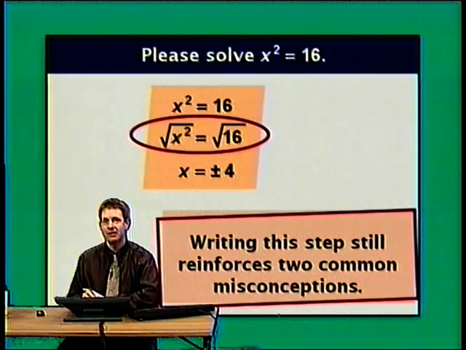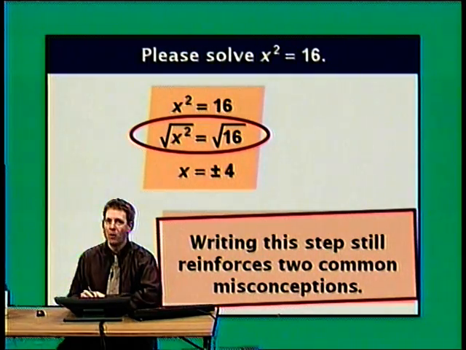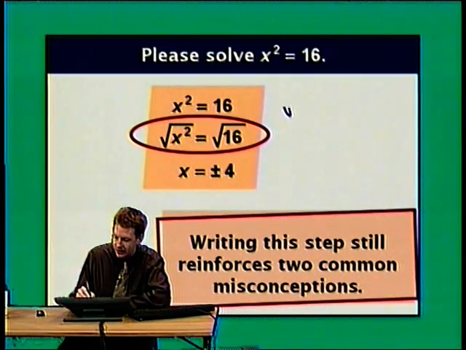The first misconception that writing this step reinforces is that the square root of 16 is both positive 4 and negative 4. That's not true. By definition, the square root of 16 is a non-negative number. So the square root of 16 is 4. End of story.